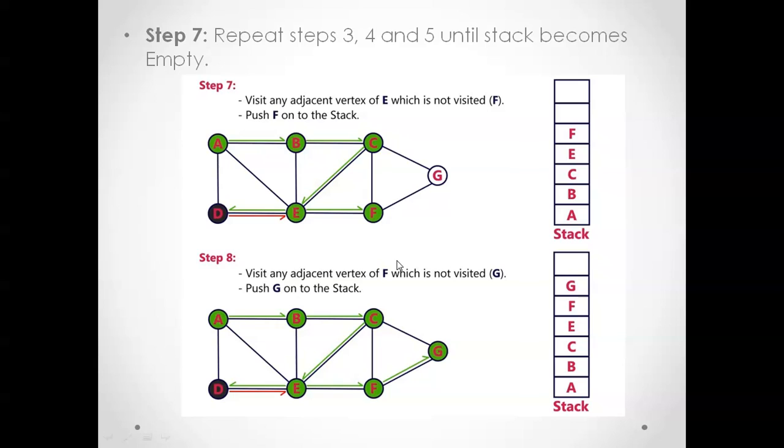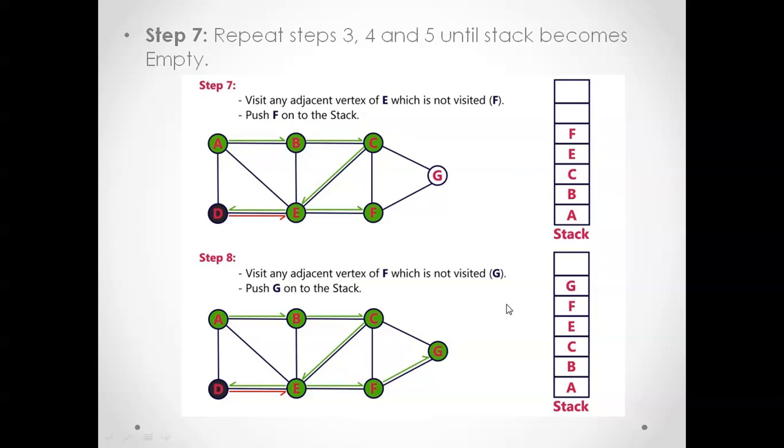Now step number 8. What is step number 8 here? Visit the adjacent vertices of F. C is already visited and E is visited. Only G is left, which is not visited up to now. So G is going to be visited from F. Visit the adjacent vertex of F which is not visited, G, and push it into the stack.